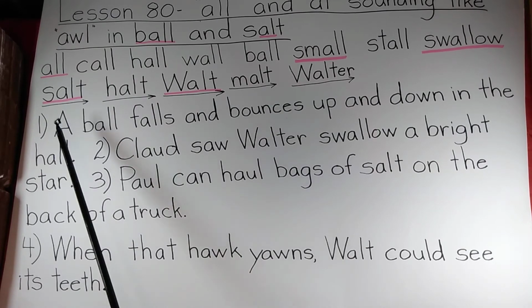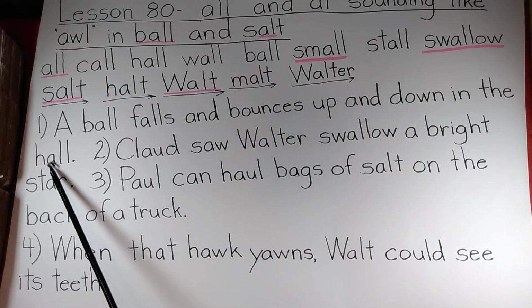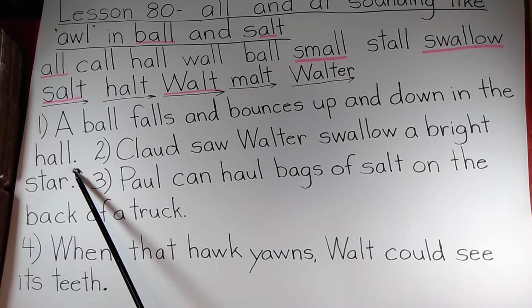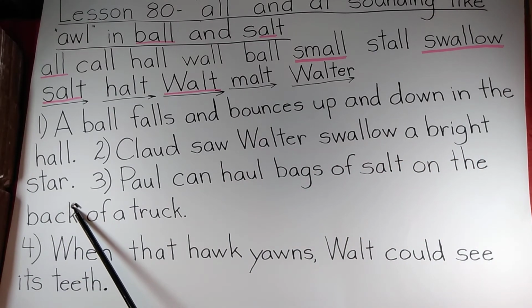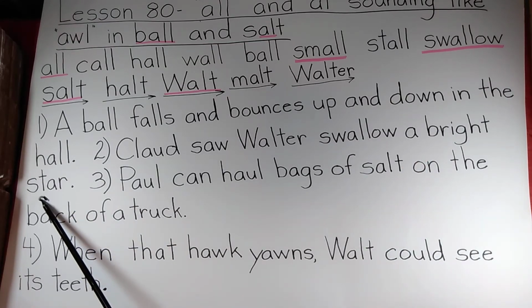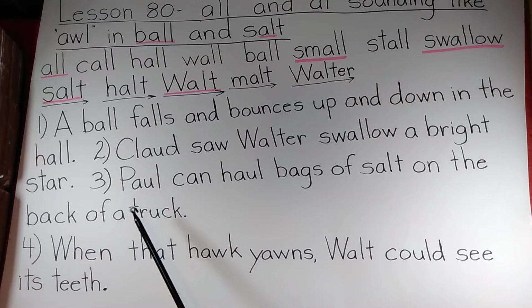My answer: a ball falls and bounces up and down in the hall. I think that could be true. Students probably shouldn't be bringing balls down the hall in school, except if they're headed out to the playground, but it's a possibility. I'd put true. Number 2, Claude saw Walter swallow a bright star. Now, this could go either way. If that bright star is candy, okay. But if it's a real star, no way.